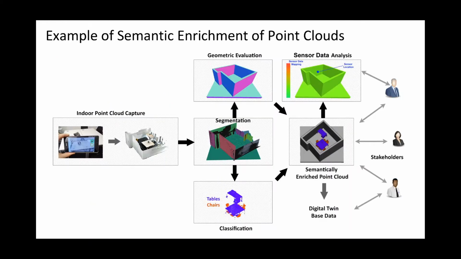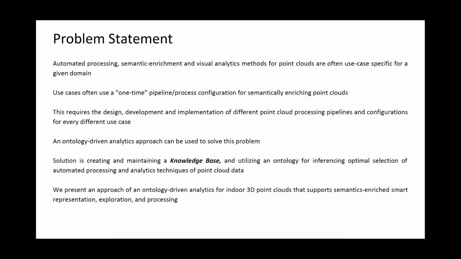Here is an example of semantic enrichment of indoor point clouds, which have been captured using a depth sensing device such as a mobile phone. With this generated point cloud, we can then perform segmentation, geometric evaluation, and classification, also including additional data sources such as sensor data. This leads to the point cloud being semantically enriched and enables stakeholders to use this point cloud for decision making, specifically within the realm of facility management and real estate 4.0.